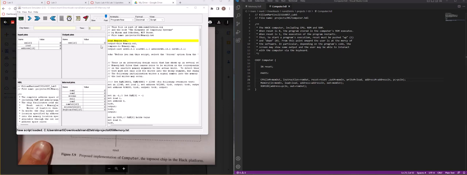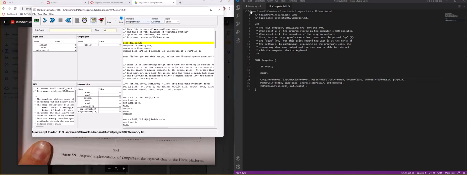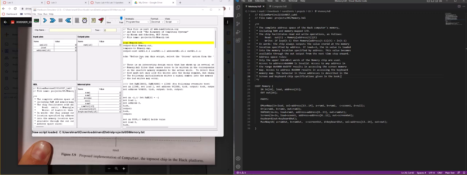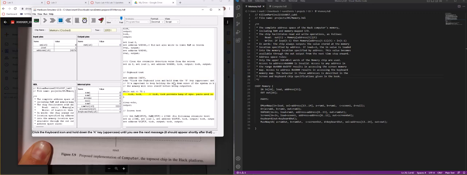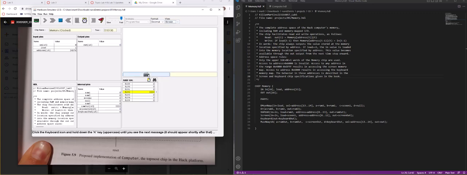Here I have the program input for the memory chip, and so I have to use the screen here. Okay. So I can see it did work for the memory chip.